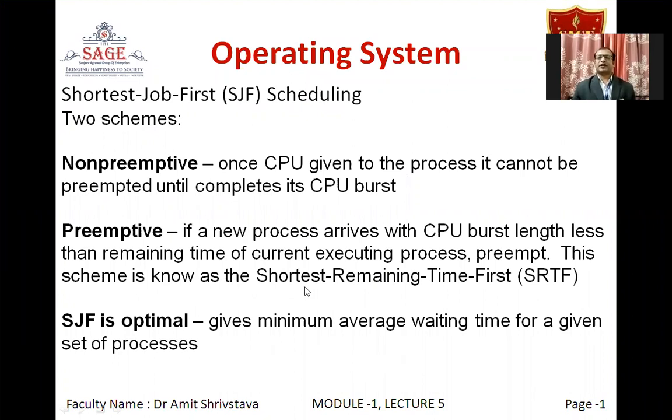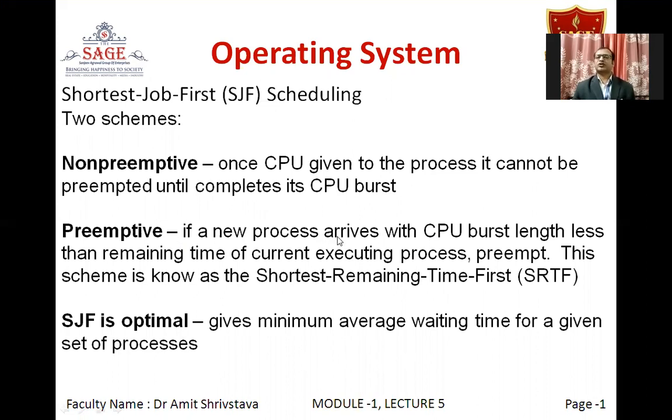As we have already seen in the previous lecture, the scheduling algorithms can follow both the preemptive as well as the non-preemptive schemes. So in the non-preemptive scheme, once the CPU is given to the process, it cannot be preempted until that process completes its CPU burst. Whereas in preemptive, if a new process arrives, we are talking about the shortest job first algorithm.